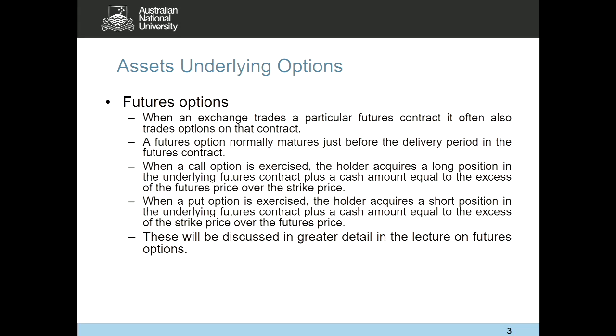So what happens when you exercise the option? There will be 2 things happening. The first thing, you're going to end up with a position in the futures contract. For example, exercising a call option on the futures contract means you commit yourself to enter into a long position in that futures contract. And the second thing is that you're going to get a cash amount equal to the difference between the futures price and the exercise price of your option. So that is the futures option. Don't worry, we will have an entire lecture on futures options in future weeks. So today, just touch on it.